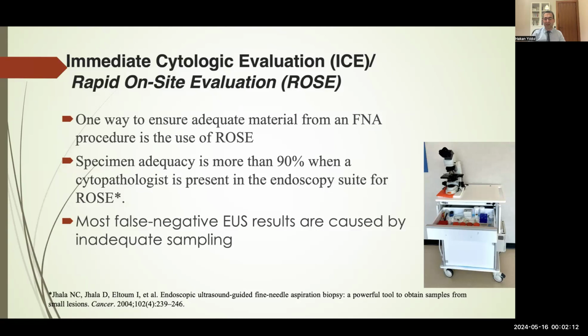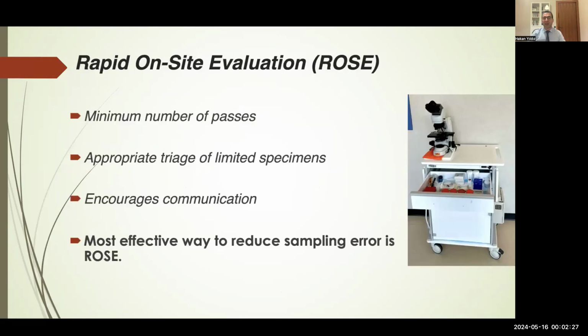This is very important. ROSE increases the diagnostic yield by 10%, but in a lot of endoscopy suites we can't see any histopathologist or pathology. With rapid on-site evaluation, the minimum number of passes is reached when the histopathologist says I can see the lesion, and we stop. Appropriate triage of limited specimen and core tissue is very important.